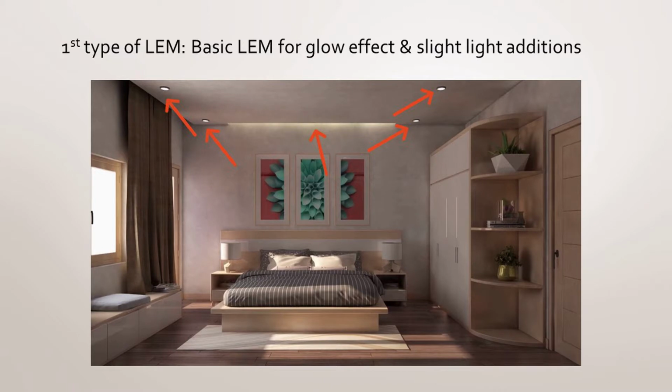There are 2 types of LEMs. The first one is a basic LEM. It is used to brighten a feature such as a wall or exterior sign.